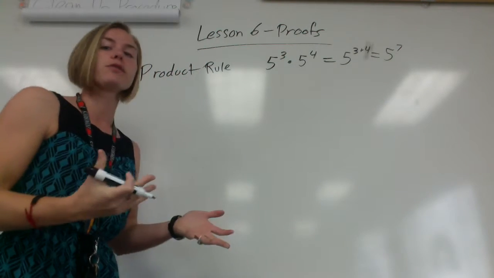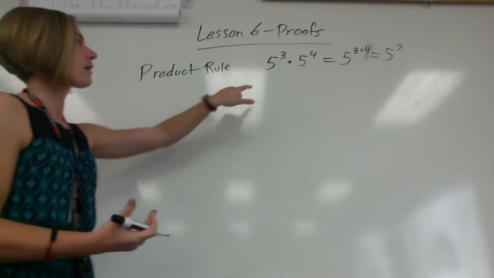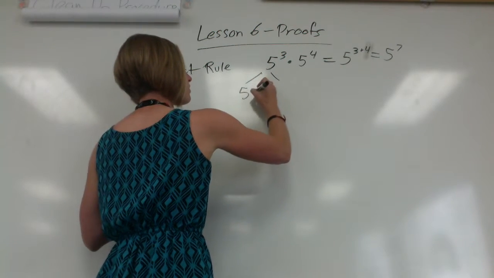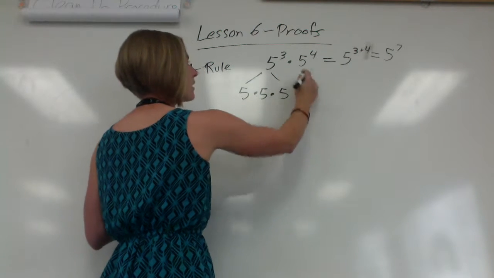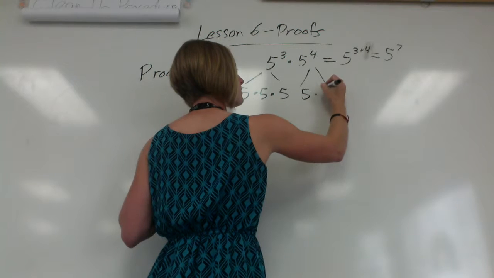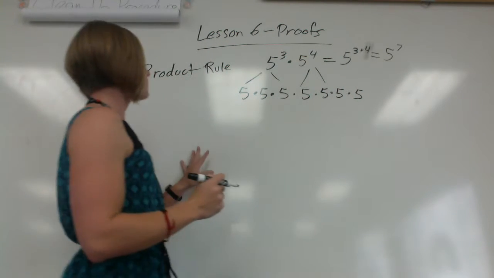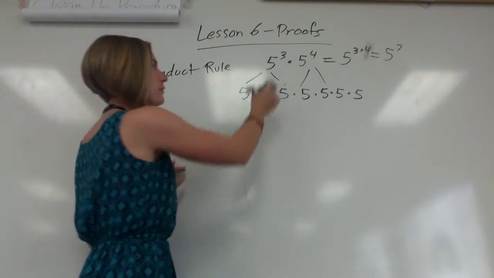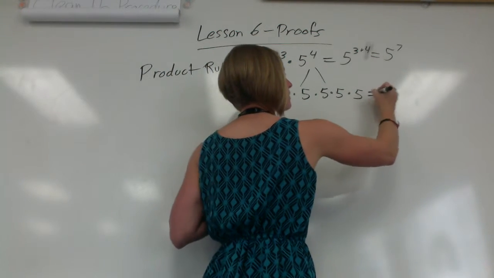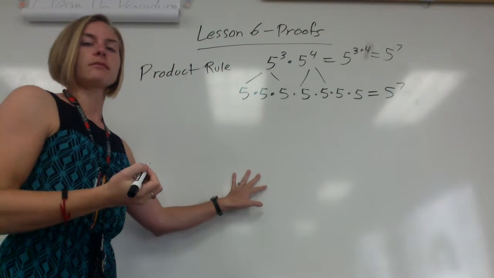Okay, so what's the proof though? Why does that work? Okay, so we should remember that 5 to the third means there's 3 5s. And 5 to the fourth means there's 4 5s. So the reason the product rule works is because if we expand these out and count up how many there is, 7 5s.